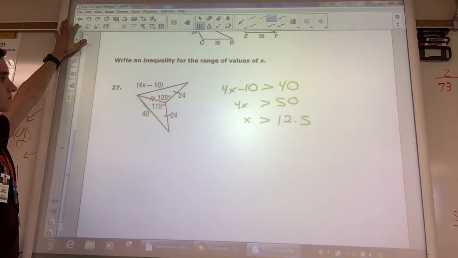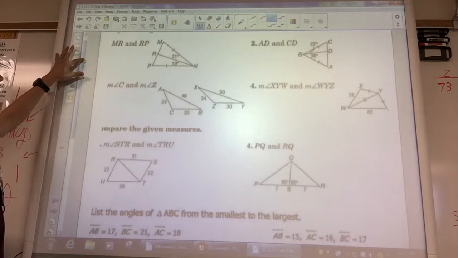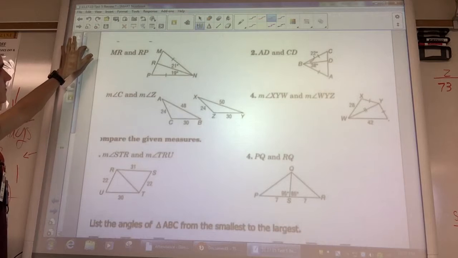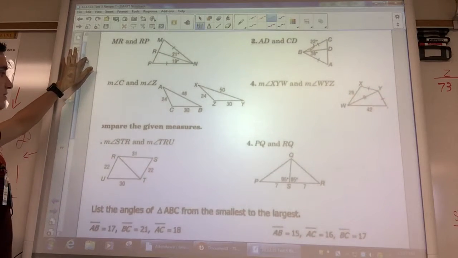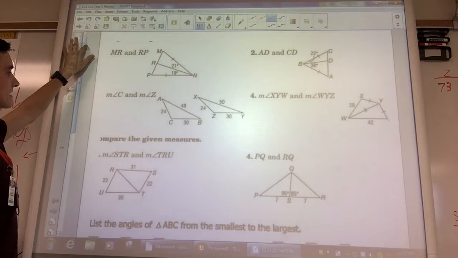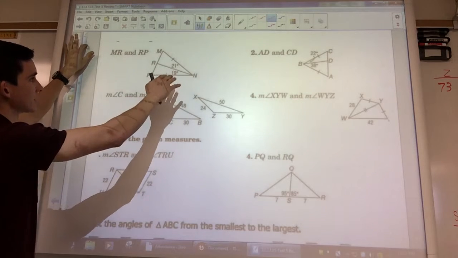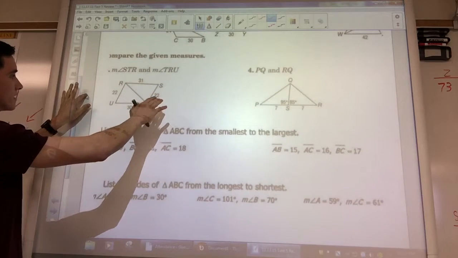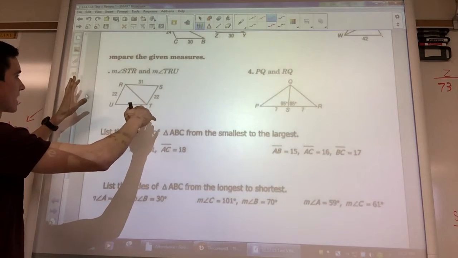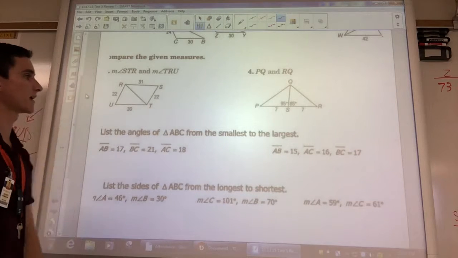All right, so going on. I'm pretty sure this is all stuff that's just similar to what we were just doing. Let's see. Yeah, that's actually the exact same problem that we just did. So let's skip all this. Same idea. Compare the given measures. I still think this is the same idea, but I'll just work one out with you.